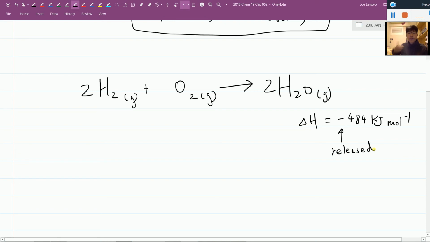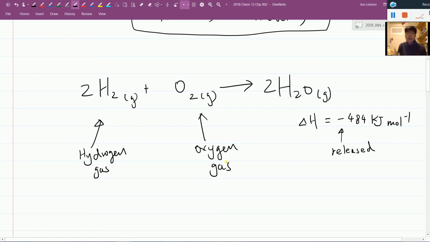So there would be 484 kilojoules of energy released if you react hydrogen gas with oxygen gas. When you look at that, there's one more piece of information we have to focus on, which is the number. What does 2 mean? There's a 1 here, and there's another 2 there.